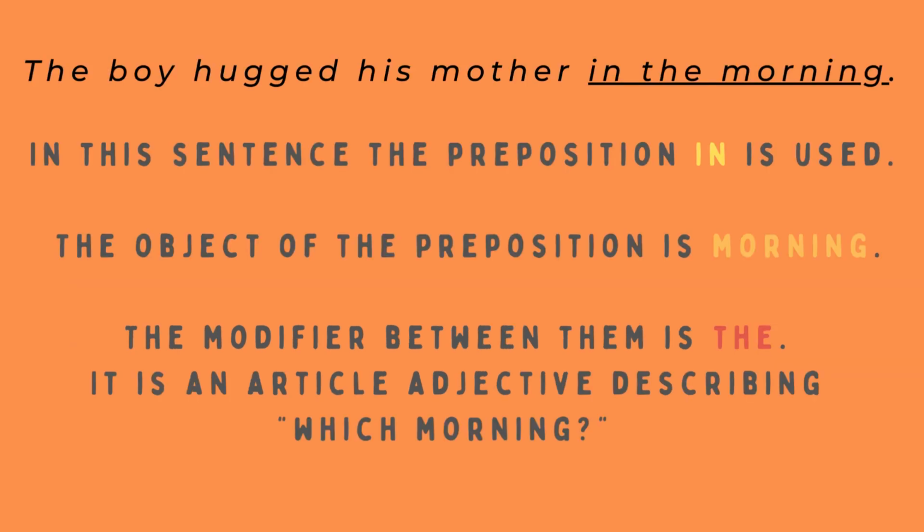Now, let's look at the sentence, the boy hugged his mother in the morning. In this sentence, the preposition in is used. The object of the preposition is morning. The modifier between them is the. The is an article adjective describing which morning? The morning.